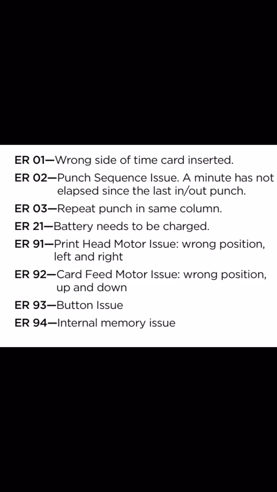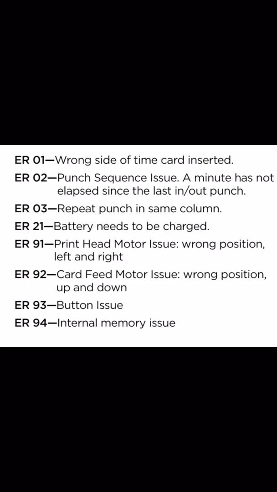Here I want to take a few moments to review some of the error codes that can appear on the UPunch machine when you are trying to use it. First we have error 01, wrong side of time card inserted. So if you look at your time card, on the far left it has number boxes 1 through 15 on one side and 16 through 31 on the other. This is because the time card could be used for an entire month depending on the company and the pay period that we were following.